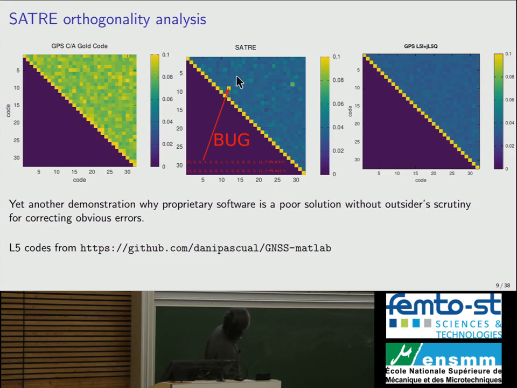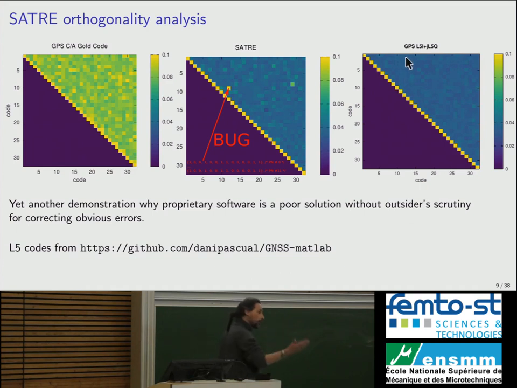And actually, you identify a bug, and two of the codes are the same. When you tell people this, they say, yeah, we know, and we just don't use them. So, okay, just don't use the bugs in your SATRE modem. And my idea was, what about replacing the 1980s SATRE code with the current GPS L5?